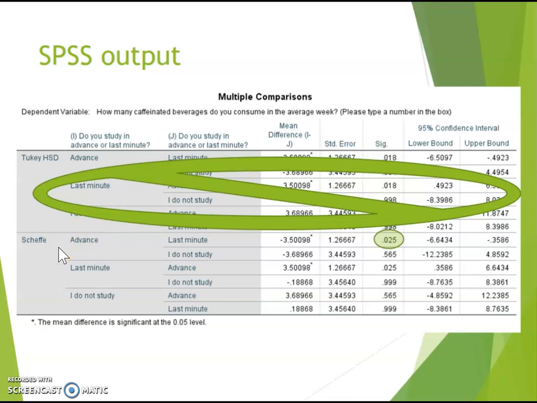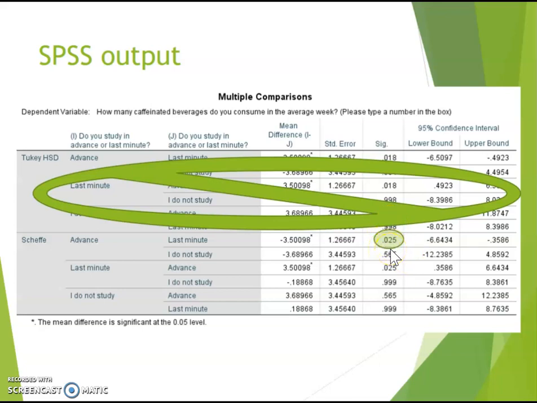So the way this is set up is it will have one mean that you're trying to compare to the other one. So our first pairwise comparison that we were doing was we were comparing advanced, so people who study in advance, to the people who are studying last minute. So we're comparing those two, and the main column you want to look at here is going to be your sig column. So again, we're going to compare that to our alpha level. Anytime it's less than our alpha level, that means that is a significant difference.